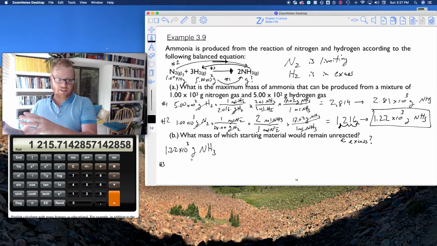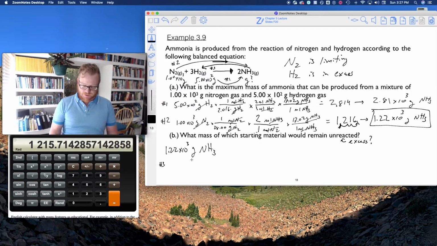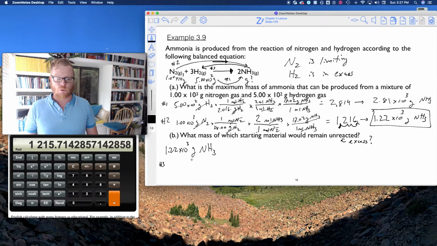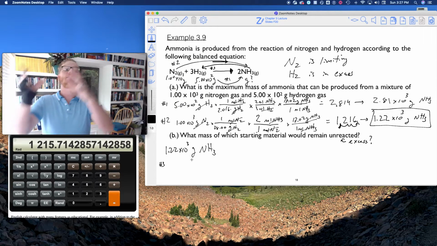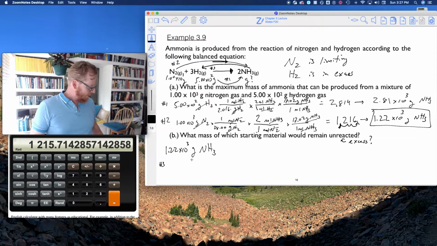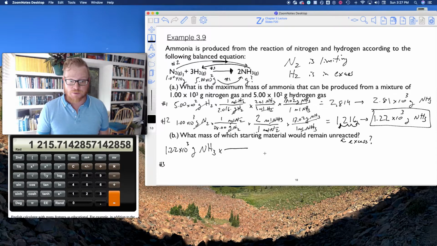So we're just doing, it's no different than that, right? Just think of this as cooking. If I want to make 17 ham and cheese sandwiches for Gordon Ramsay, how much cheese would I have needed in the first place? Okay, so that's what we're doing here, right? So 1.22 times 10 to the 3 grams of ammonia is the maximum I could make. So now we're just going to work backwards, folks.